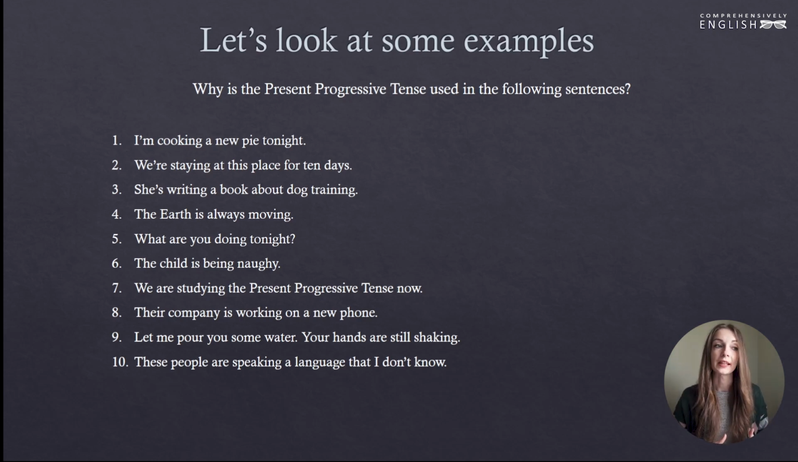These people are speaking a language that I don't know. In this particular situation, now. I hope that's clear. The present progressive tense helps us express things that are going on here and now and that are temporary, that are not permanent, not constant.